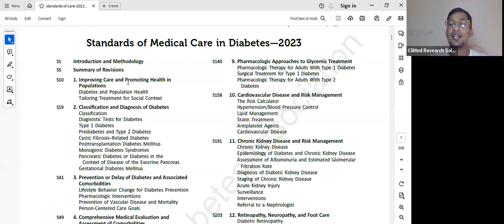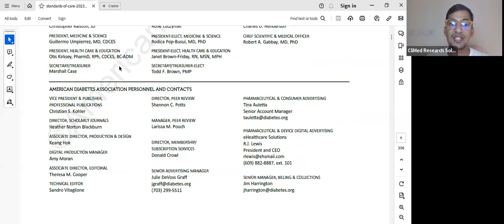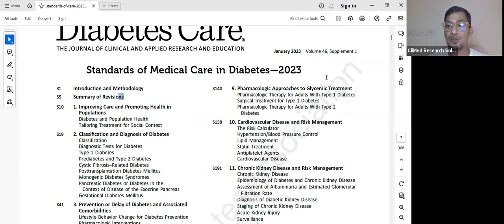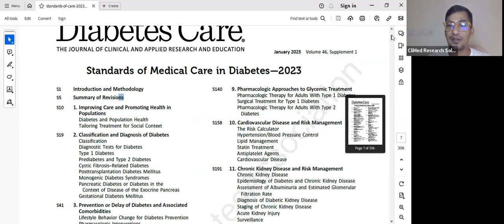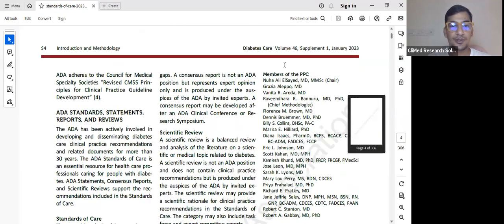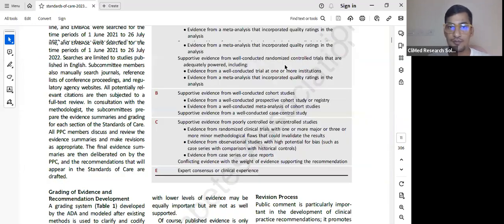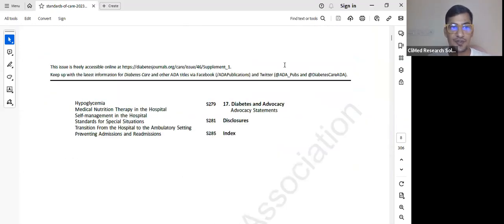See, before reading the guidelines, you have to understand how they have been written, right? So there is the introduction, methodology, and summary of the revisions, like what exactly they have changed from the last guidelines to these guidelines. Okay, what they have changed exactly, that is important to understand, right? So I think, yeah, we went down. Yeah, here's the content.